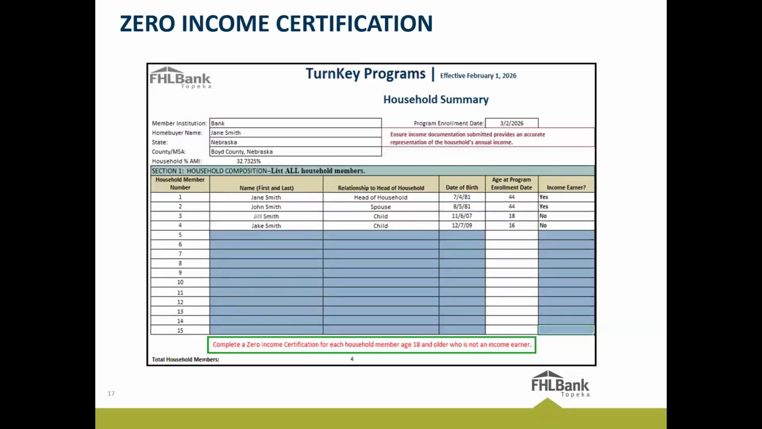When you complete the workbook and you enter the date of birth, the age will populate. If the household member is age 18 or older and you answer no to the income earner question, a red font message will pop up at the bottom of the household composition, reminding you that a zero income certification is needed for that household member. And that documentation should be uploaded with the other income documentation on the household income screen.